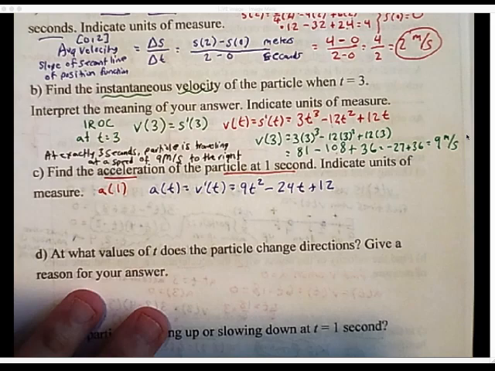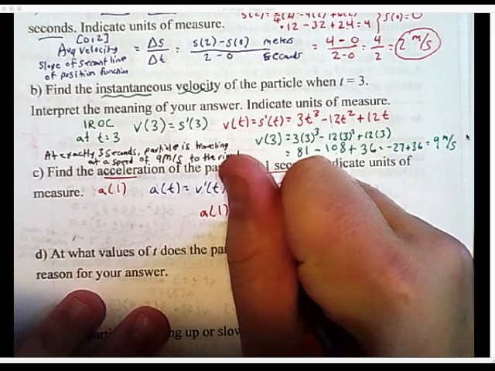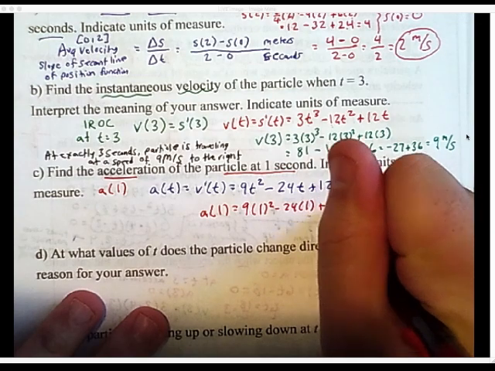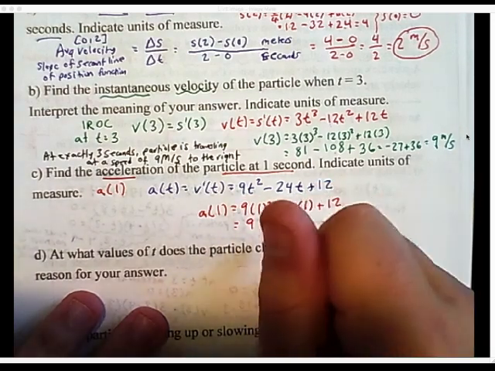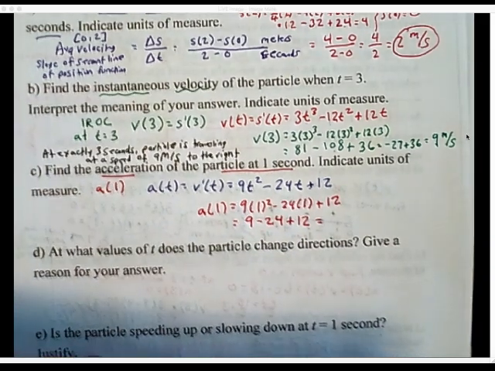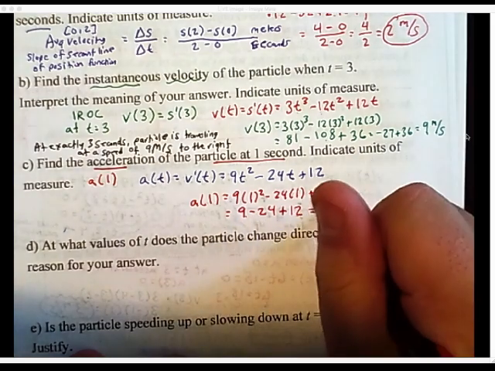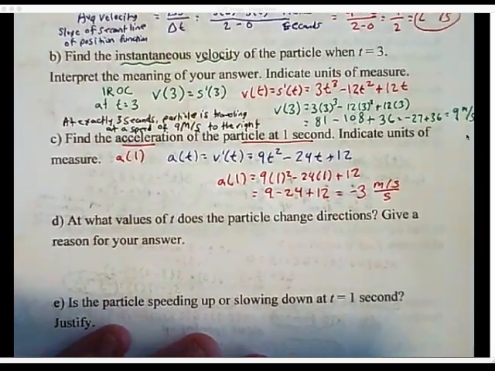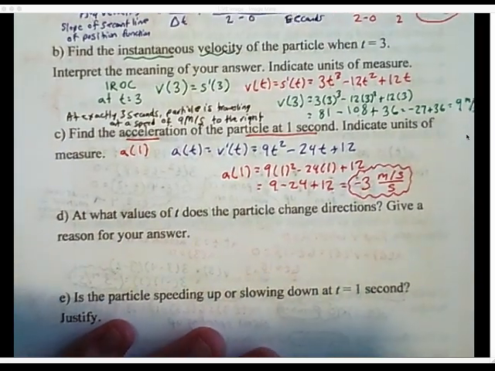So there's the equation for acceleration. I'm trying to figure out what a of 1 is. Everywhere I see a t, I'm going to plug in 1. 9 times 1 squared minus 24 times 1 plus 12. 1 squared is 1, times 9 is 9, 24 times 1 is 24. 9 plus 12 is 21, minus 24 is negative 3, and the units would be meters per second per second. So that's my answer there.